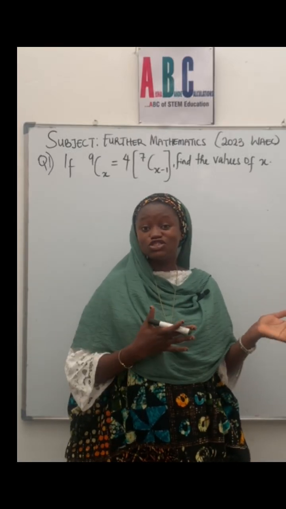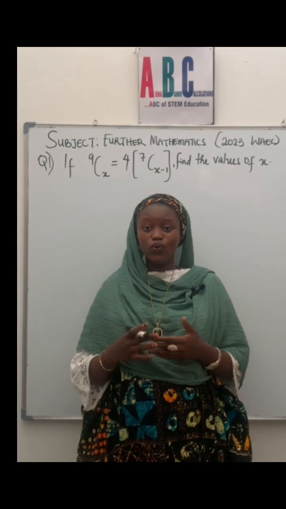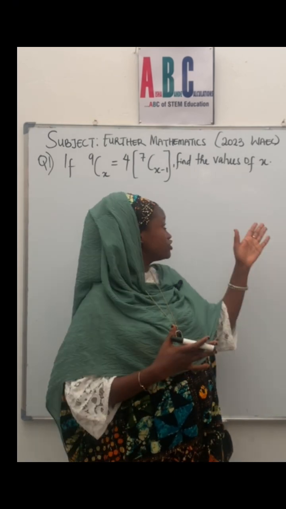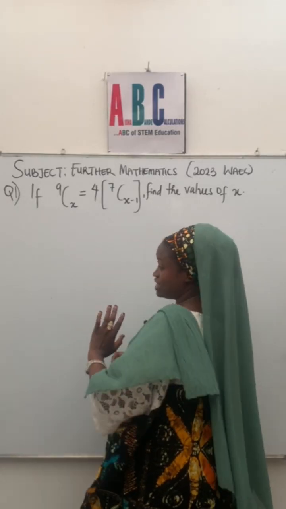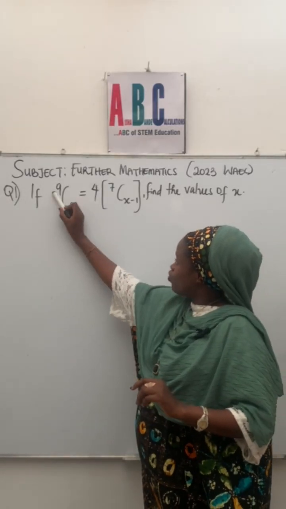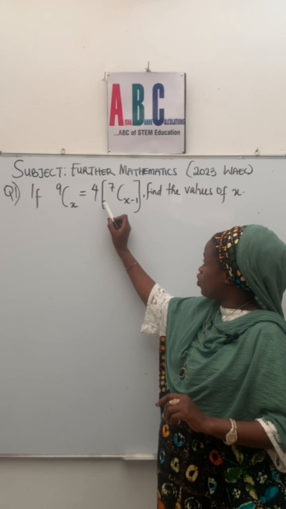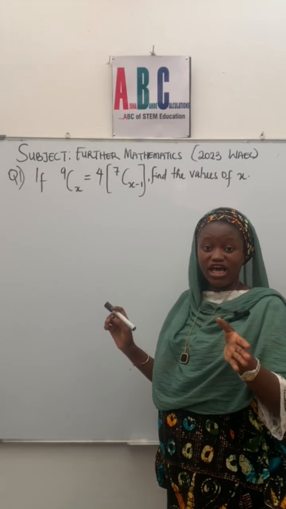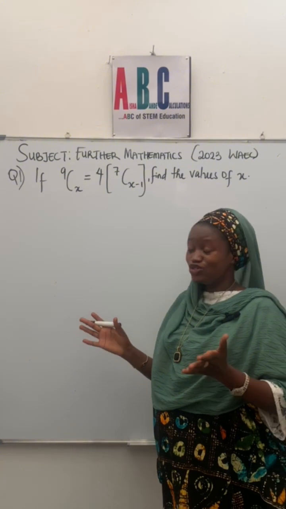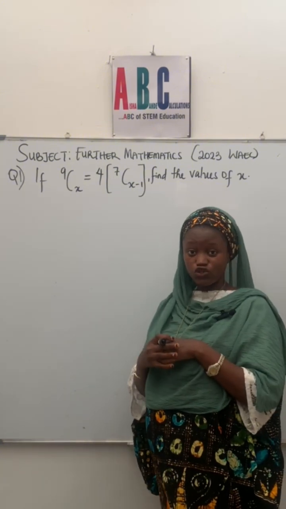So, we're going to start a series in further mathematics. We shall be solving past questions in WASSCE from 2023. Question number one says, if 9 combination x is equal to 4 open bracket 7 combination x minus 1, we are asked to find the values of x. So, this question is under combination.